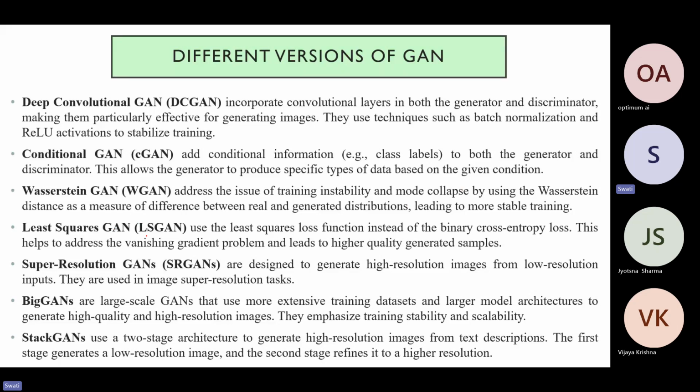Then there is the least squares GAN, which uses a least squares loss function. Then we have super resolution GANs, which are very good at producing high resolution images. BigGAN. Then we have StackGANs. These are all GANs.